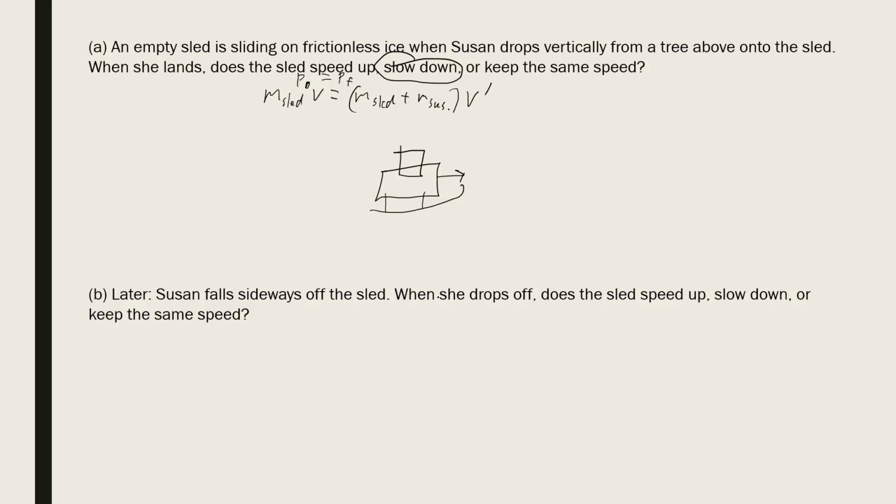Now, a little bit later, she falls off the sled sideways, so she just kind of rolls off or tips off the sled. Does that make it speed up? You've probably got enough experience in the world to know that rolling off something doesn't make it automatically go speeding off. So it will have the same speed.